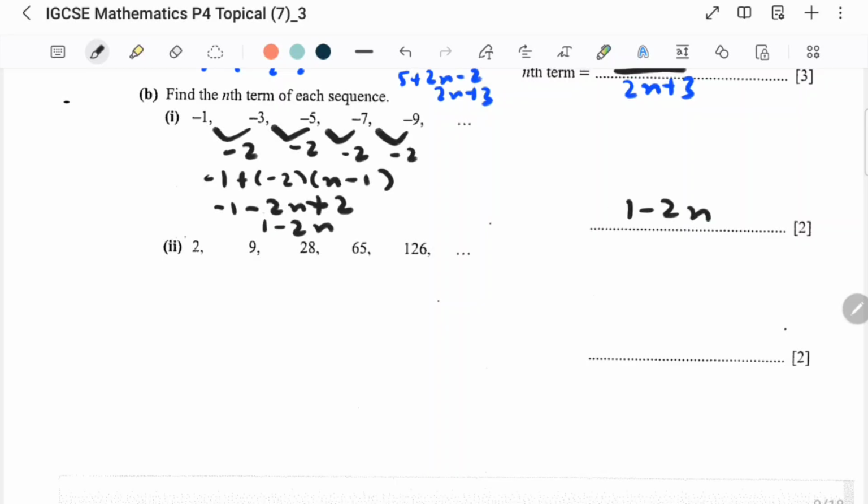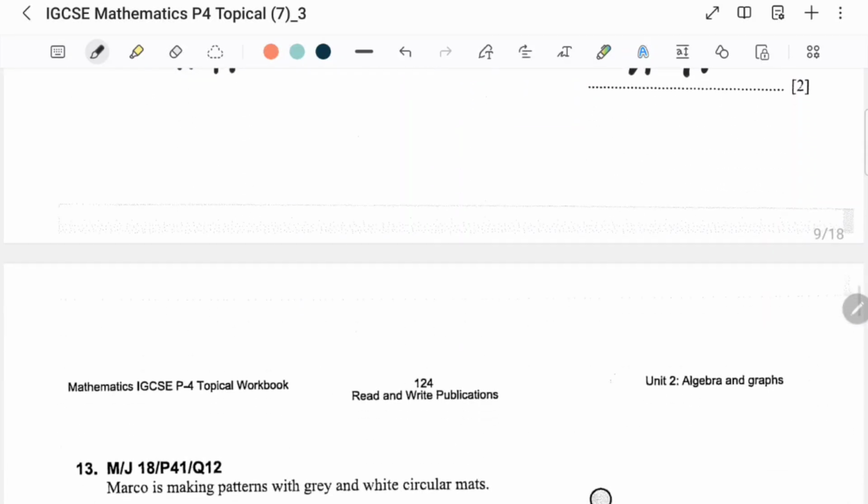Now the next one is 2, 9, 28. You can see that it is 1 cube plus 1, 2 cube plus 1, 3 cube plus 1, 4 cube plus 1, 5 cube plus 1. So that is n cube plus 1. 1 cube plus 1 is 2, 2 cube is 8, 8 plus 1 is 9. If you want to do the whole process you can do it, otherwise it's a 2-mark question also, and you can easily see the relation.